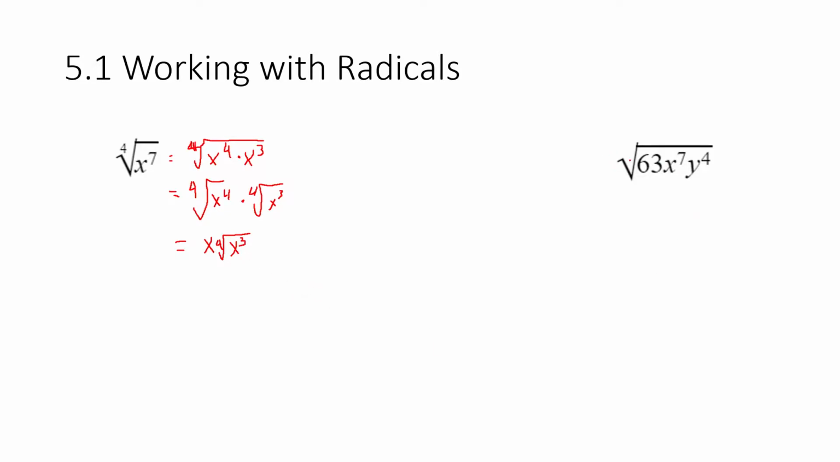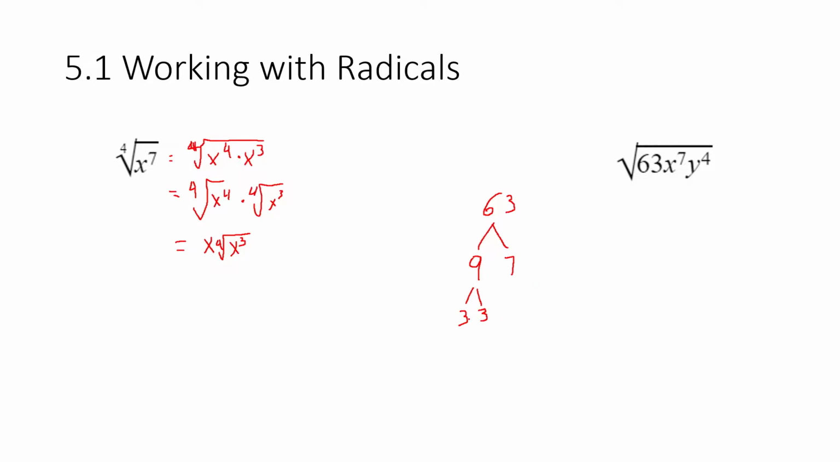So over here, we're looking for square roots on this one. And so let's pull apart the 63. 63, we know 63 is a multiple of 9, which is a perfect square. So let's split 63 into 9 times 7. The 9 can split into 3 and 3.